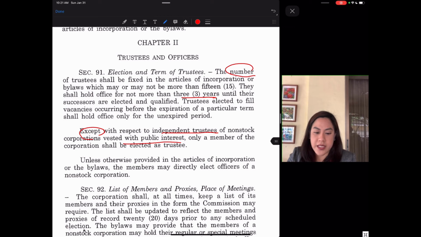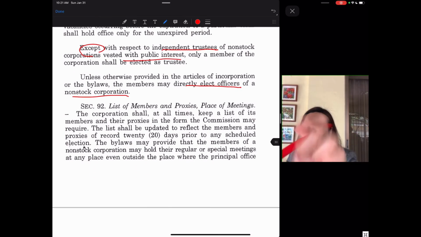And in cases like this, members may directly elect officers of a non-stock corporation as compared to a stock corporation where it is the board that does that. What about the list of members? It shall be updated 20 days prior to any scheduled election stated here.